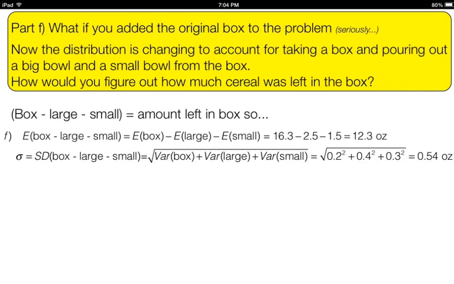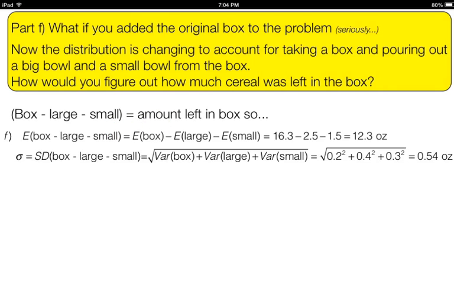Here, back in part F, now this is the part where it gets a little tricky. It says, what if you added the original box to the problem? Well, what if we had the box, and I'm going to remove 2 bowls of cereal, one large bowl and one small bowl. I've got to figure out what kind of distribution they're talking about. I've got to figure out how to get the mean and standard deviation again, and it's just like it sounds. If I were to take the box and then subtract out the large bowl and the small bowl, that would be the amount left in the box.